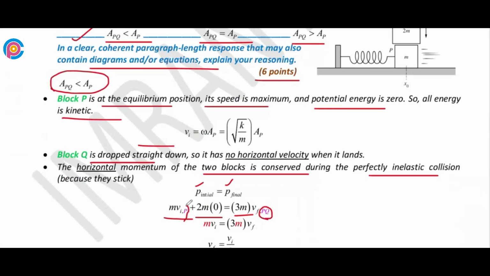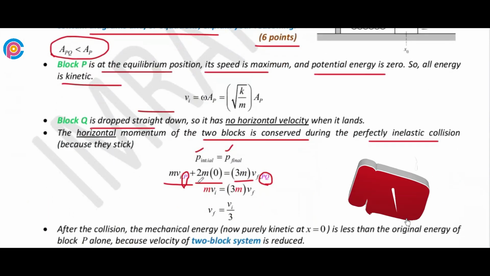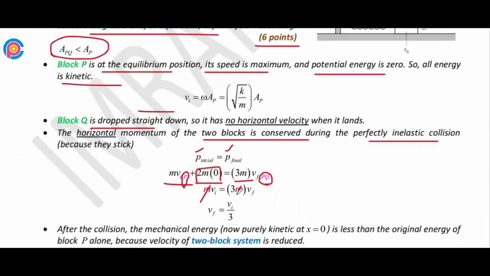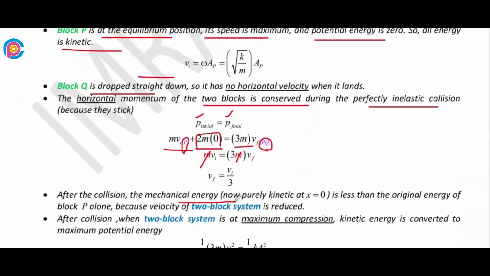This initial velocity is only for P. The factor m will vanish from here, so we can cancel m from m. The final velocity of the two-block system becomes Vi by 3. After the collision, the mechanical energy at that moment, purely kinetic energy, is less than the original energy of block P alone. Why? Because the velocity of the two-block system is reduced. As we know, the final velocity of the two-block system is 1/3 of the initial velocity.